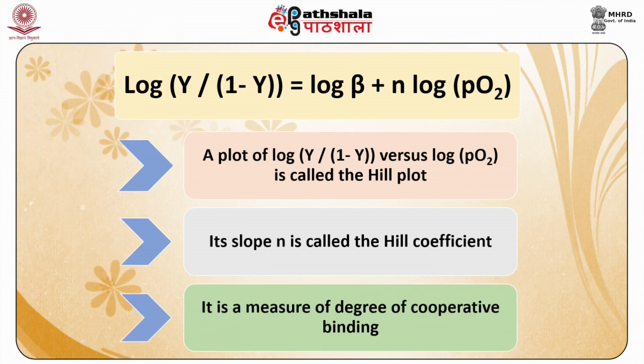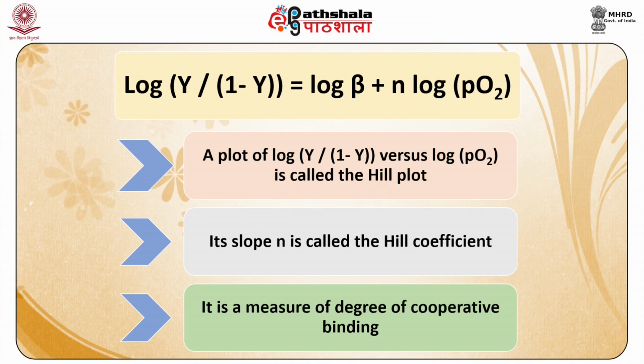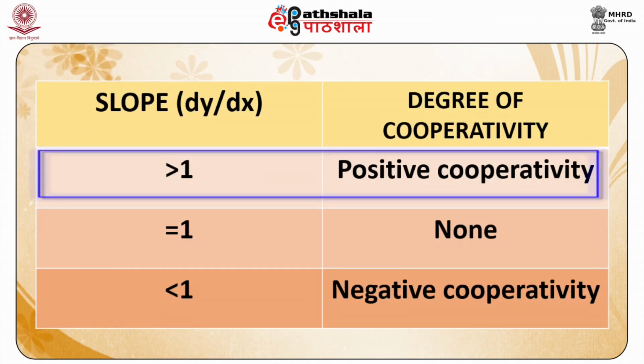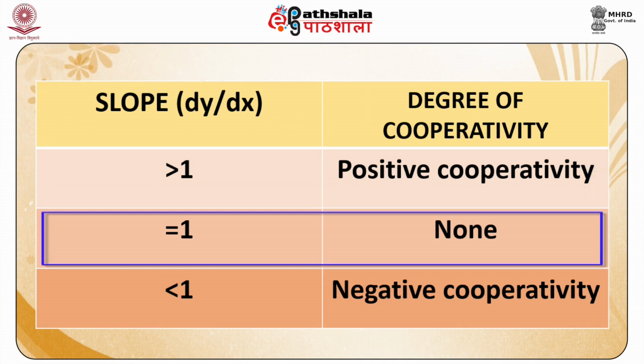It is a measure of degree of cooperative binding. If the slope is greater than 1, it indicates positive cooperativity. That is, once one ligand molecule is bound to the protein, its affinity for other ligand molecules increases.